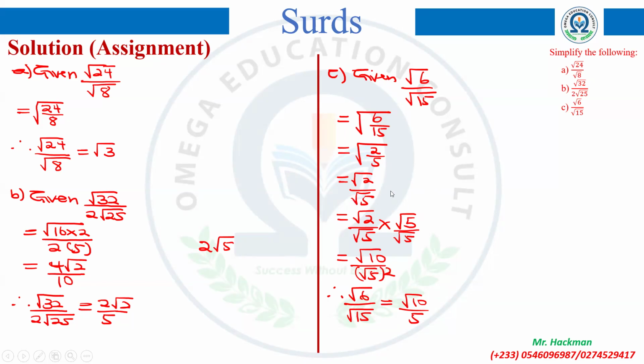Because in maths, anytime you are dealing with a surd, you don't leave a fraction containing a surd in the denominator as your final answer. And if you can't do that, what do we have to do? This is the technique: we multiply both the numerator and the denominator by the surd in the denominator. So that's what I did here, and it ended up giving us the result that we have here.